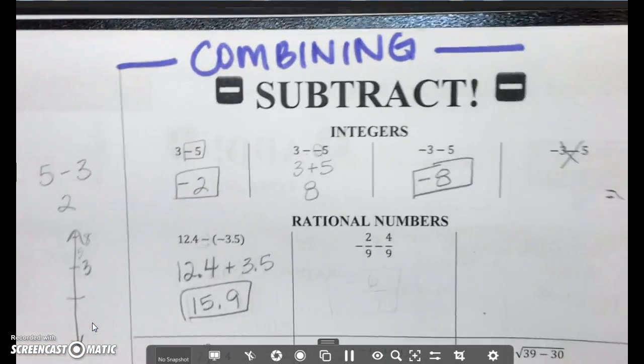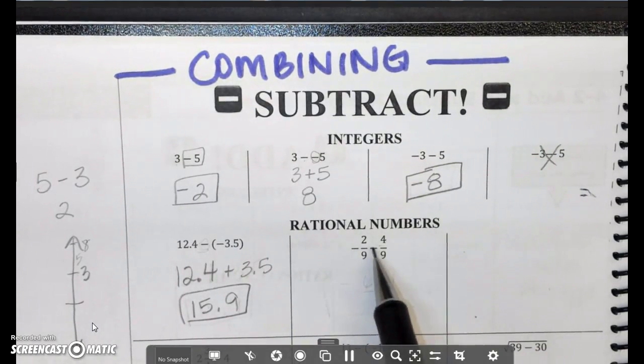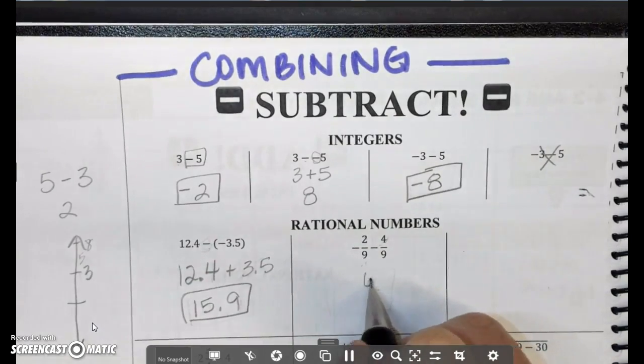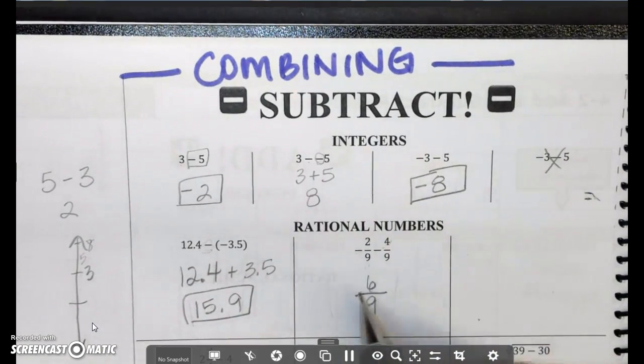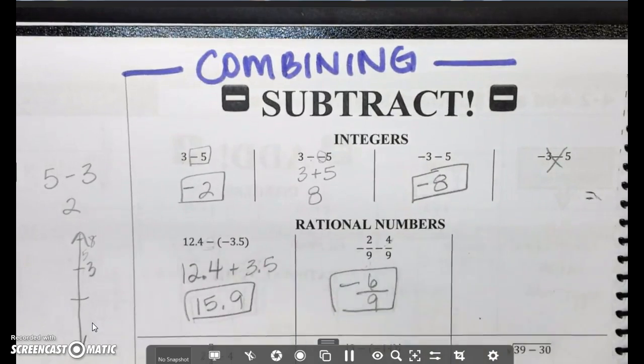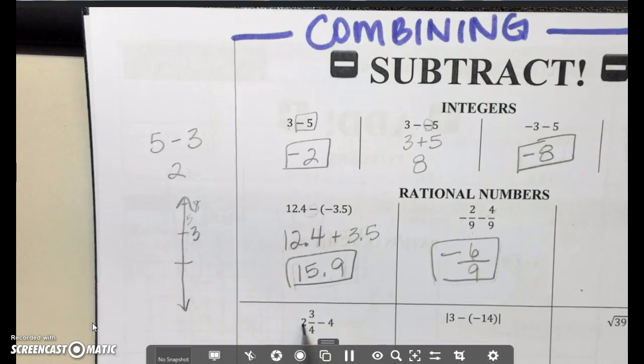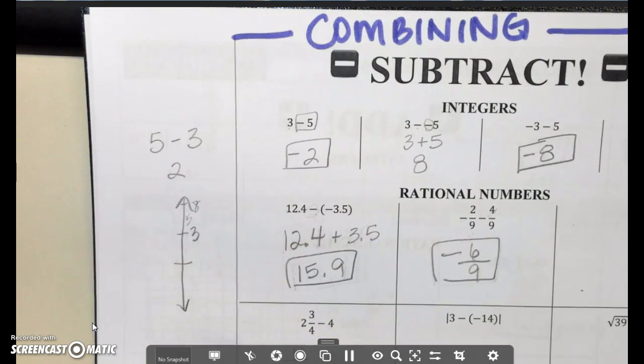Okay? And here you've got opposites again. So if we just combine positive 2 ninths and 4 ninths, we would get 6 ninths. The opposite of that is negative 6 ninths. Okay? Let's go down here. We've got 2 and 3 fourths. I'm going to change this into an improper fraction. 2 times 4 is 8, plus 3 is 11 fourths.